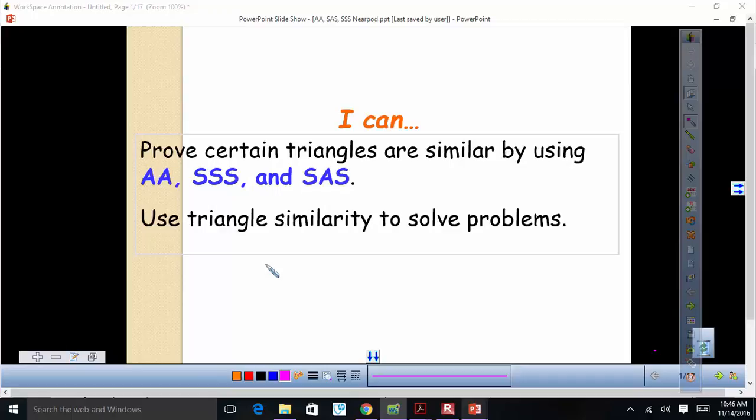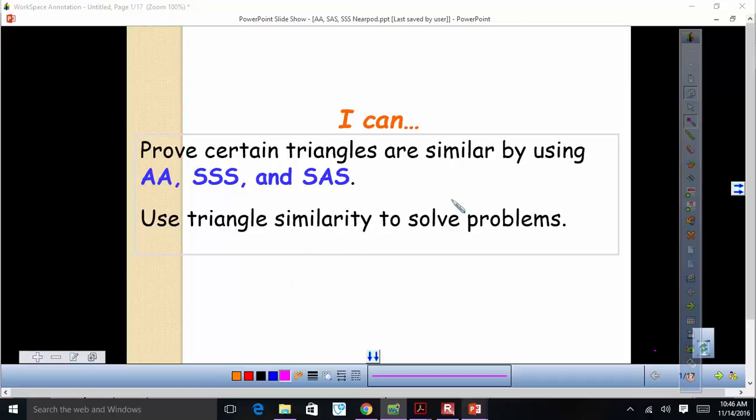Side, angle, side. Side, side, side. Angle, side, angle. Angle, angle, side. And HL. I think we never said side, side, side, did we? We did? Okay. So we had all 5 of those. Now, to prove something similar, they're going to be a little bit different.